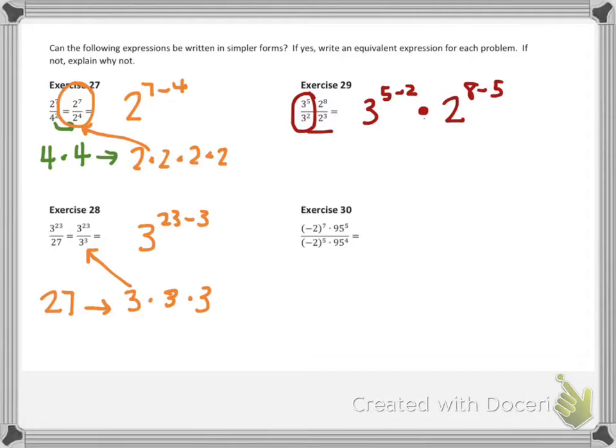And again, match the bases up. So here's some -2 bases, so I'm going to go -2 to the 7 minus 5 times, and then I use these 95 bases, so that's 95 to the 5 minus 4, and there we go.